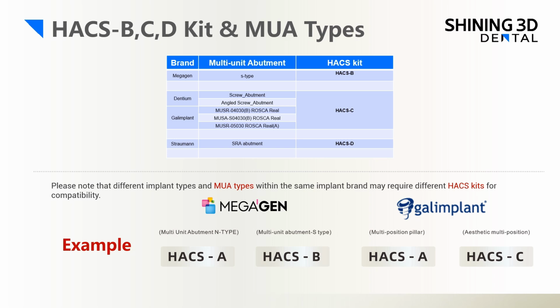Please note that different implant types and multi-unit abutment types within the same implant brand may require different high-accuracy coded scan body kits for better compatibility. As shown below, the MegaGen N-type multi-unit abutment is compatible with the high-accuracy coded scan body kit Type A, while the S-type abutment is compatible with the high-accuracy coded scan body kit Type B. Double-check to ensure that the selected high-accuracy coded scan body kit is compatible with your multi-unit abutments.